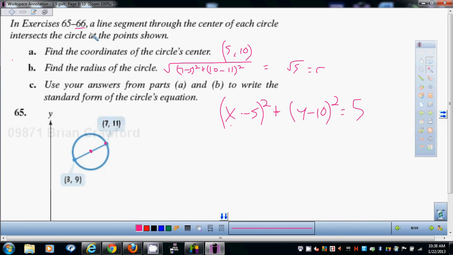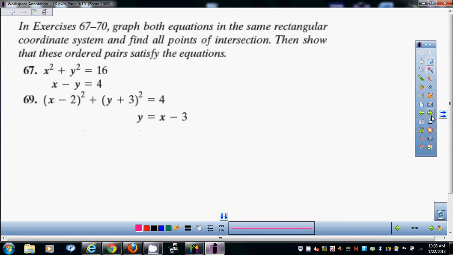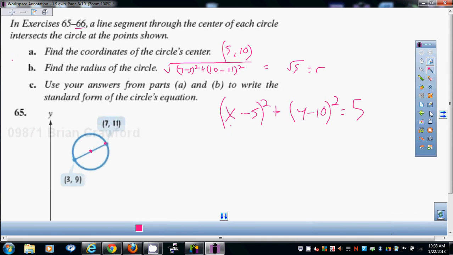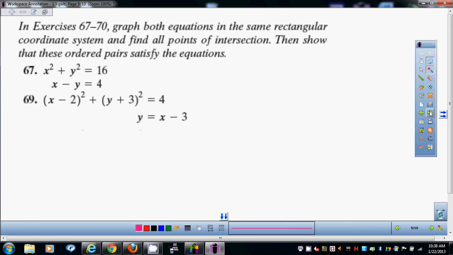I believe we only have one more slide. Is there a question? No? Okay. Graph both equations, then show that these ordered pairs satisfy the equation. Okay, so basically I just want you to graph both and try to eyeball their intersecting points. So that's what I'm going to do. Let's see. Let's just take this thing with us. Cut. New page.